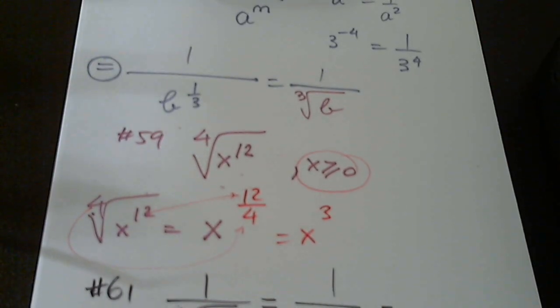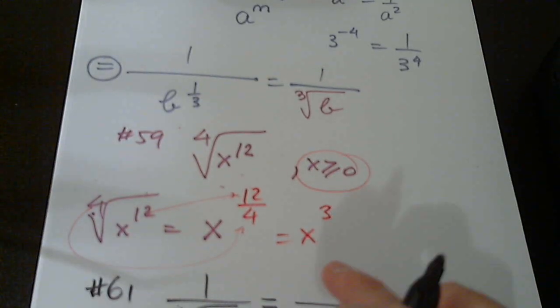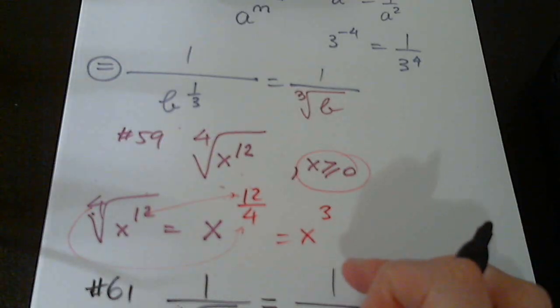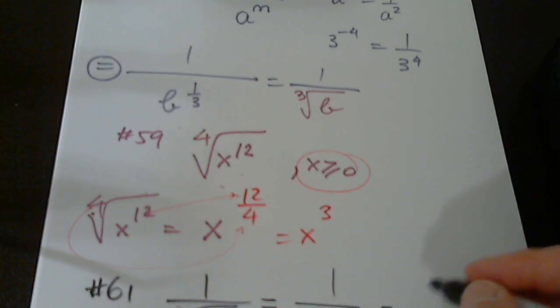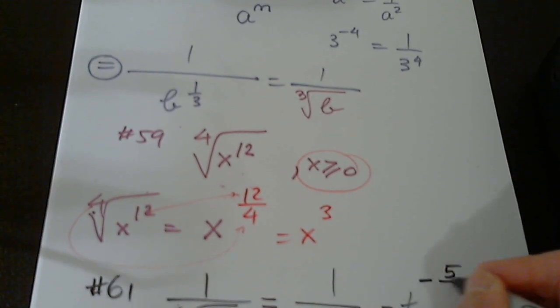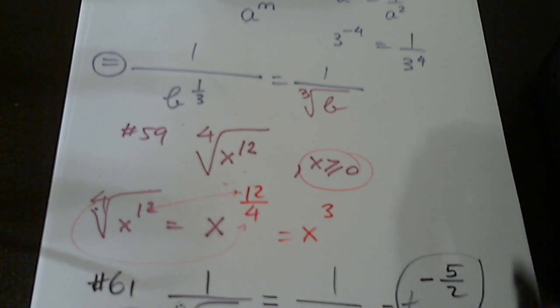Perfect. Now I want to change this into an exponential notation. It's 1 over. What should I have here? What exponential notation replaces 1 over t to 5 halves? E to the negative. Oh, yes, very good. That's it. Thank you.